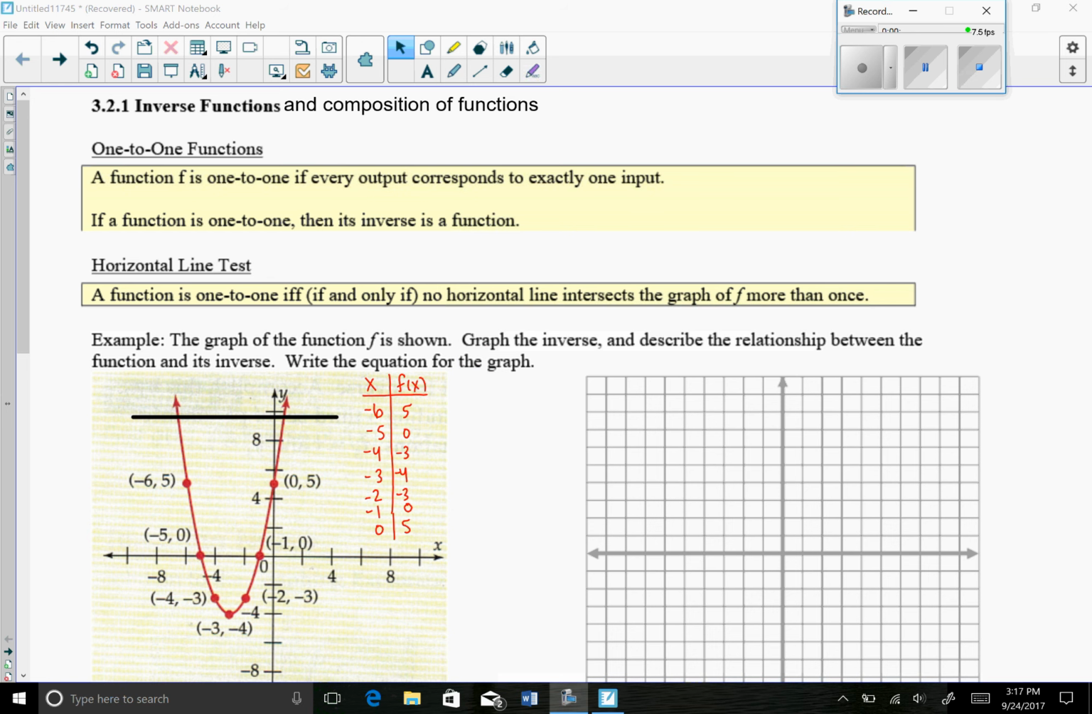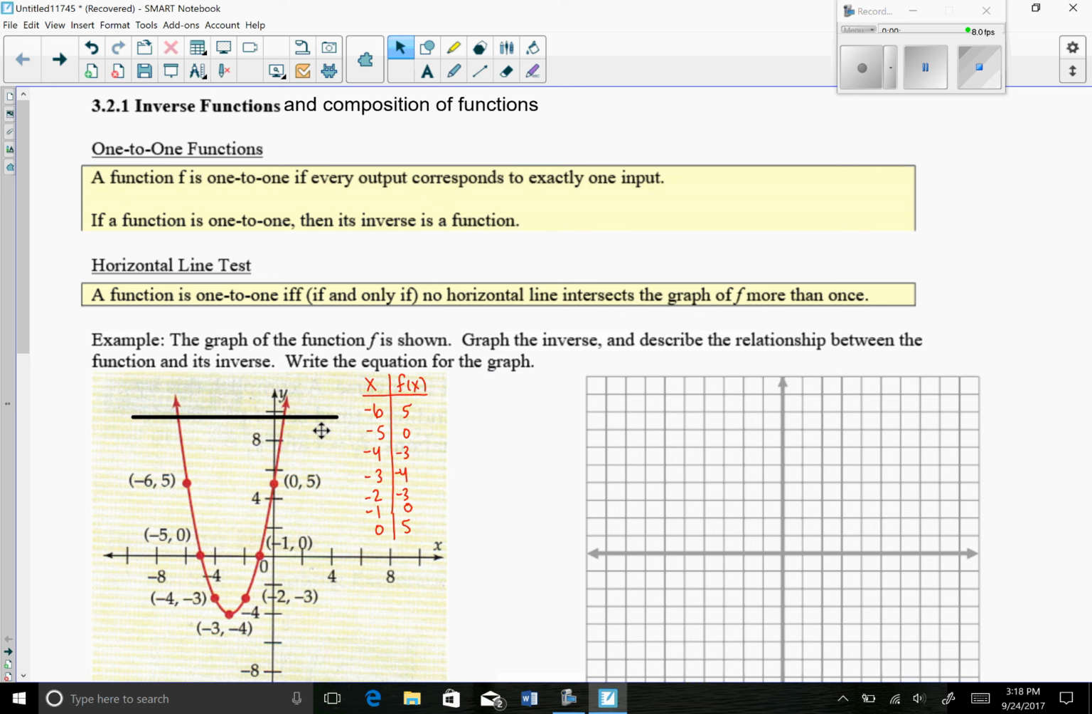Section 3.2.1, Inverse Functions and Composition of Functions. One-to-one functions. A function is one-to-one if every output corresponds to exactly one input. If a function is one-to-one, then its inverse is said to be a function. We can also, in order to tell whether or not a function is one-to-one, use the horizontal line test. A function is one-to-one if and only if no horizontal line intersects a graph of f more than once.